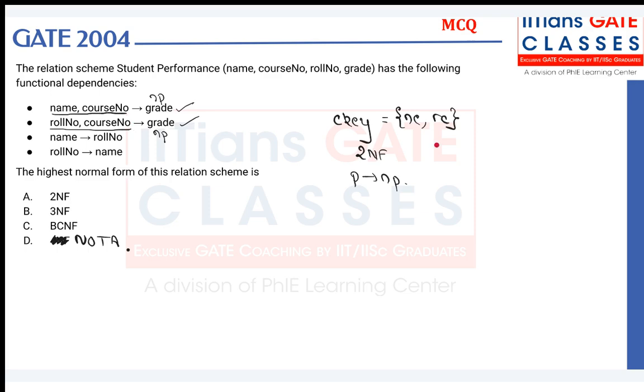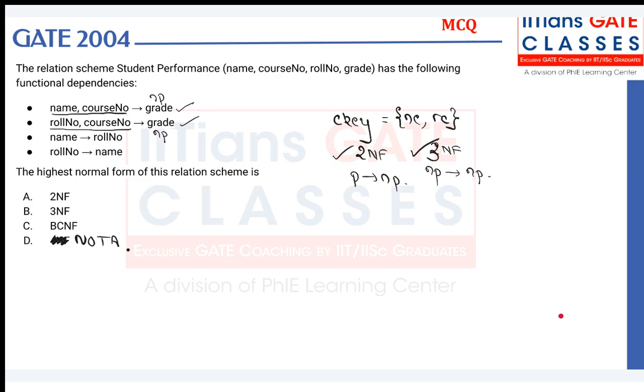Now check for 3NF. 3NF meaning, is there a dependency like this? Non-prime to non-prime. Do you see grade on the left hand side in any of the dependencies? No. So there cannot be a non-prime to non-prime thing. So it's in 3NF. Sorry, it's in 3NF.